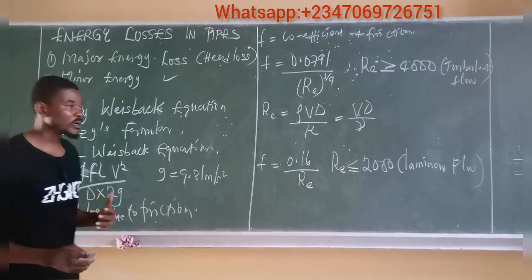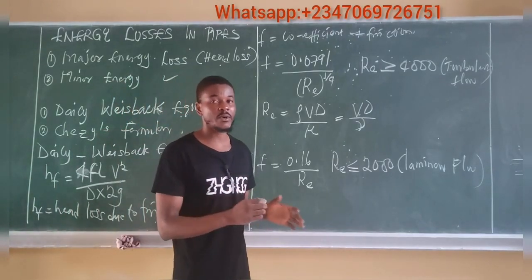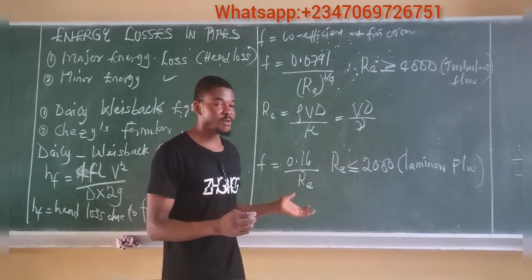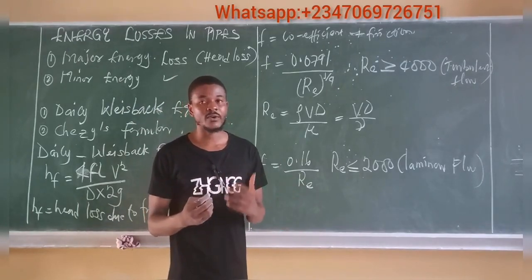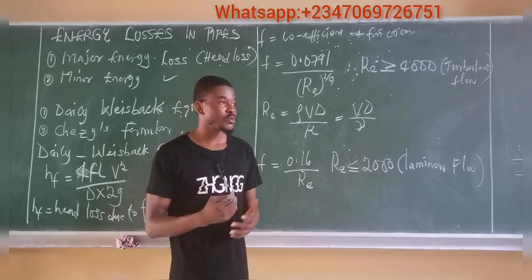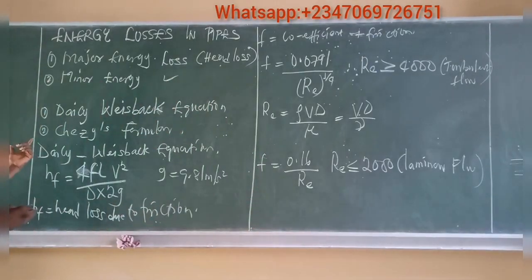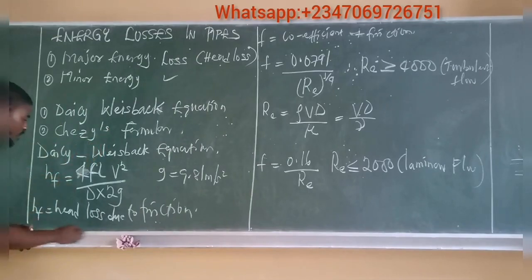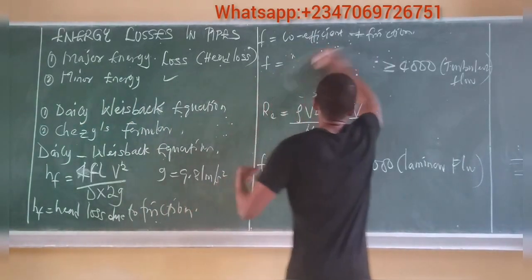All right, so that is how to employ the Darcy-Weisbach equation. I will do a separate video on calculating using the Darcy-Weisbach equation and the Chezy formula. This is just an introduction video on energy losses in pipes. So the second way to calculate the head loss due to friction, like I said, is by the use of the Chezy formula. So what is the Chezy formula?